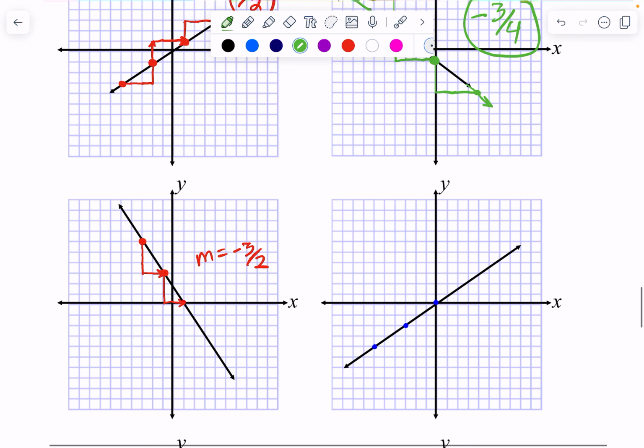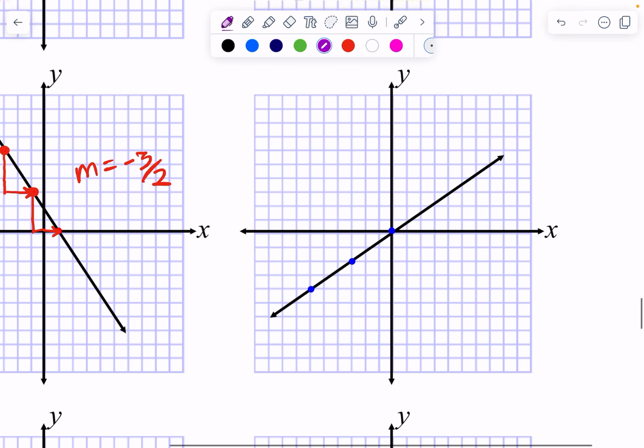All right, next, I'm going to go ahead and start here at this first point here. And to get to my next point, I'm going to rise 1, 2 up, and I'm going to run 1, 2, 3 to the right. Rise 1, 2 up, run 1, 2, 3 to the right. So my slope here would be positive 2/3.